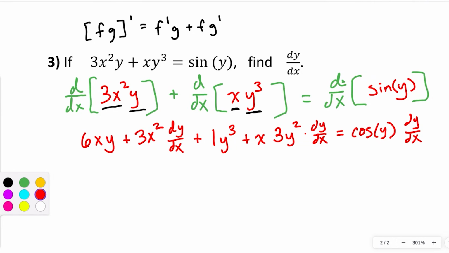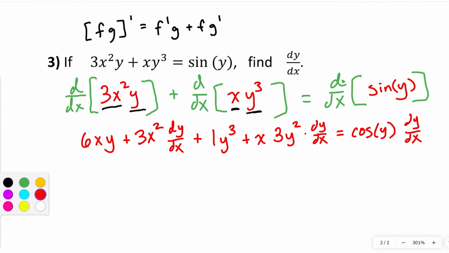Can you divide the whole thing by dy over dx, or does it not work? Well, that's what we're trying to solve for. That's what we're going to try to isolate. So you kind of want to do actually the opposite of that. Besides, not every term has one.